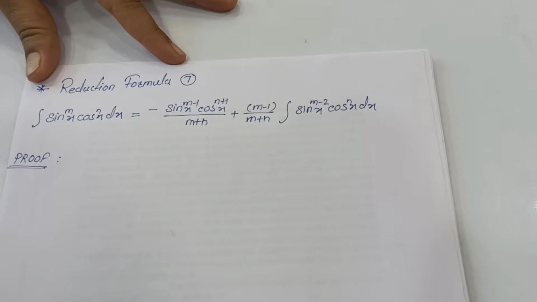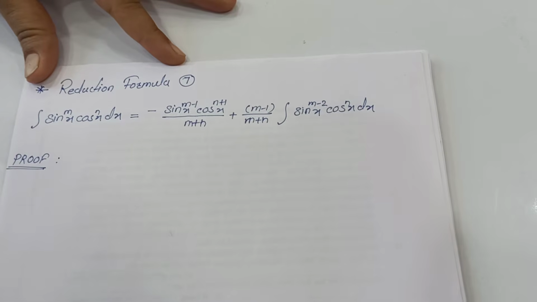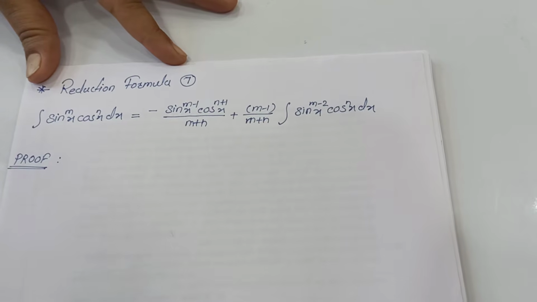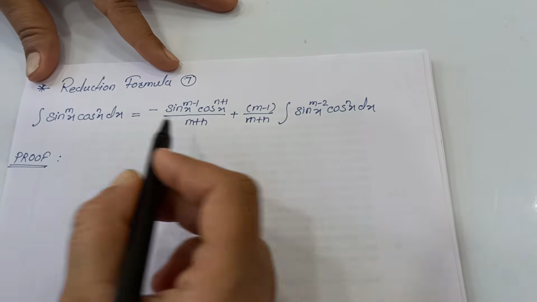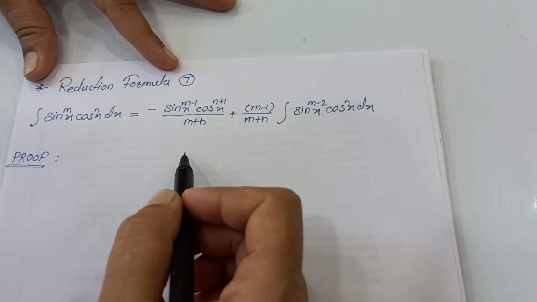So in this lecture we will see reduction formula 7, that is the reduction formula for sin raised to m x into cos raised to n x dx. So this is the formula I have written. So let's prove this formula.